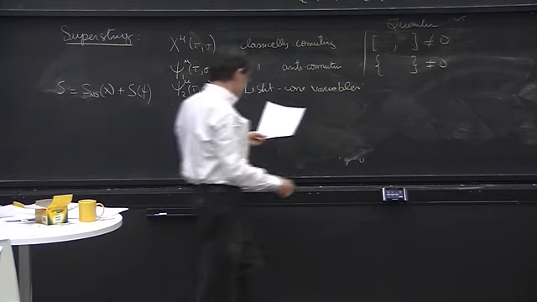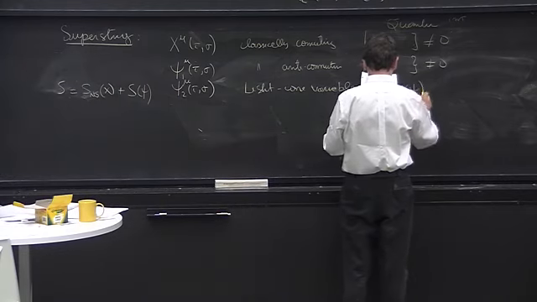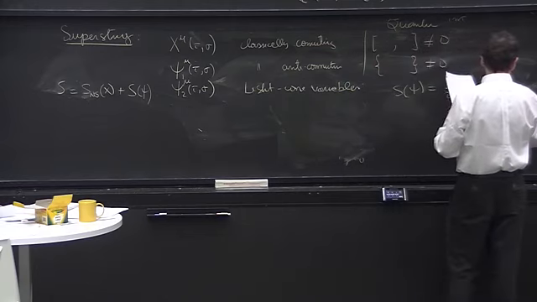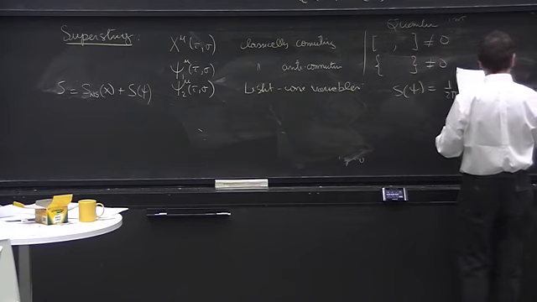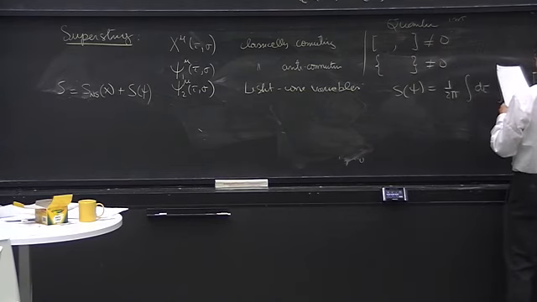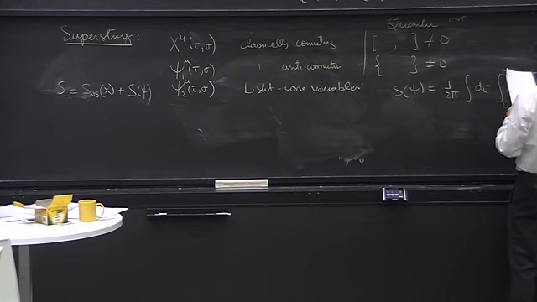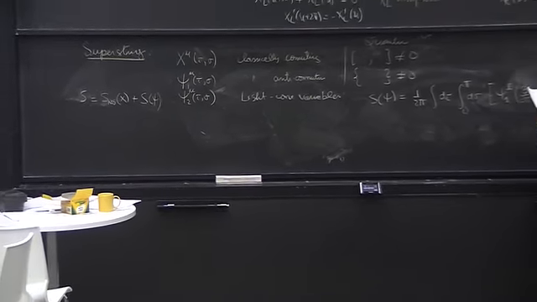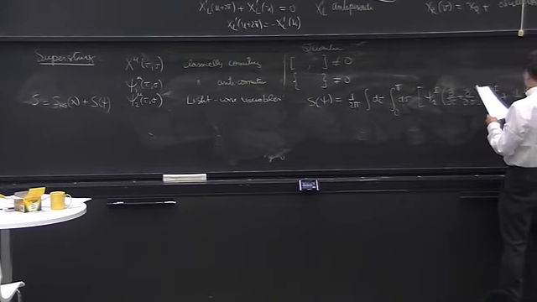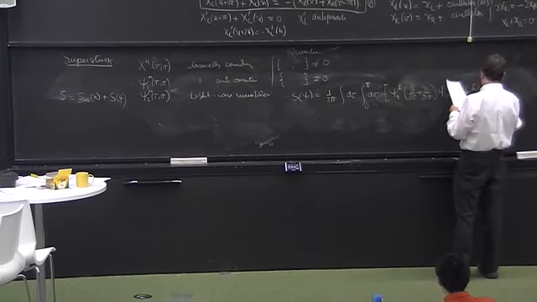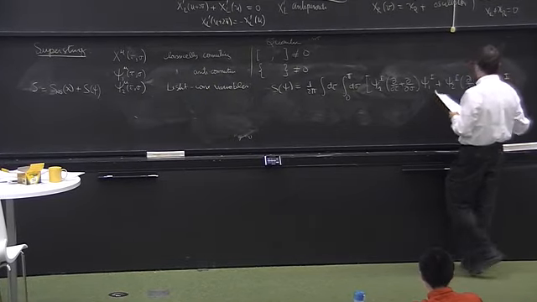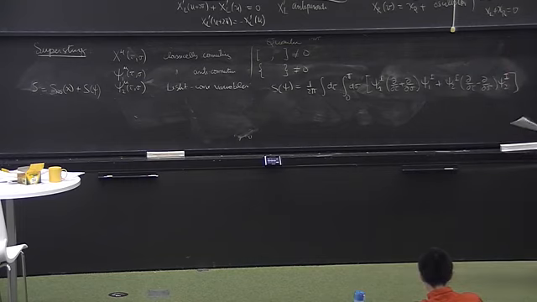So here's our action. S of psi is 1 over 2 pi. And this is a fermion action written in a funny way: psi 1 I (dd tau plus dd sigma) psi 1 I plus psi 2 I (dd tau minus dd sigma) psi 2 I.